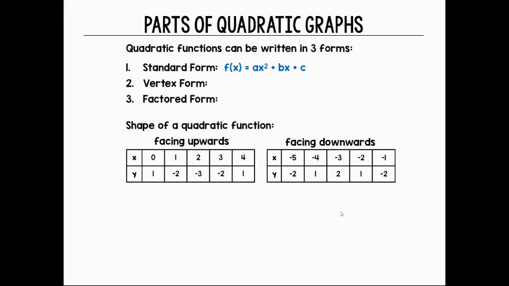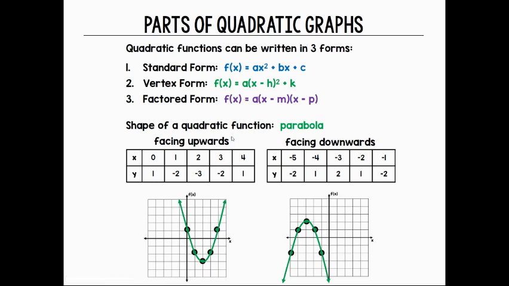All right, standard form is f of x is equal to ax squared plus bx plus c. That's what we've been talking about. Vertex form is a times x minus h squared plus k, where h and k are part of our vertex. We'll talk about that next week. And then factored form is a times x minus m times x minus p. Again, we're going to talk about that next week.